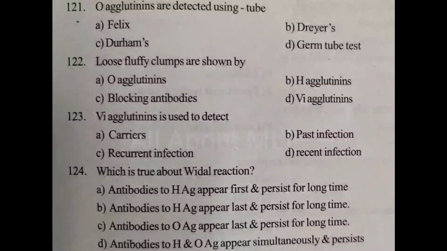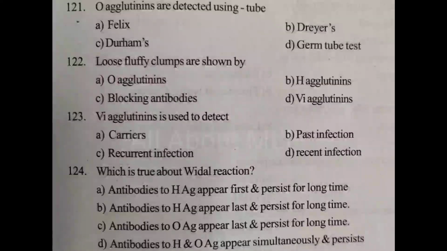VI agglutinins is used to detect option A, carriers, option B, past infection, option C, recurrent infection, option D, recent infection. Answer is option A, carriers.